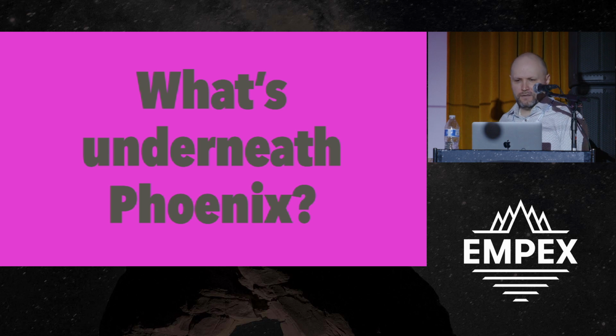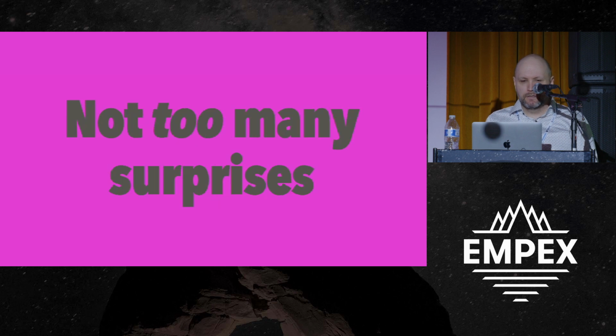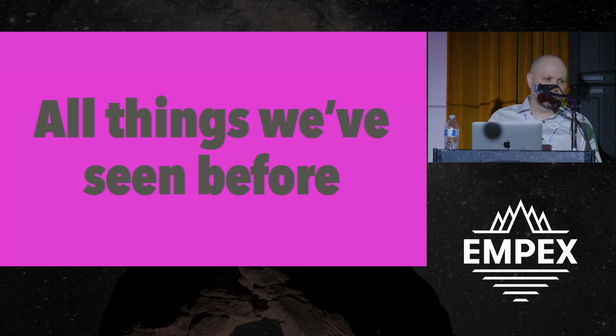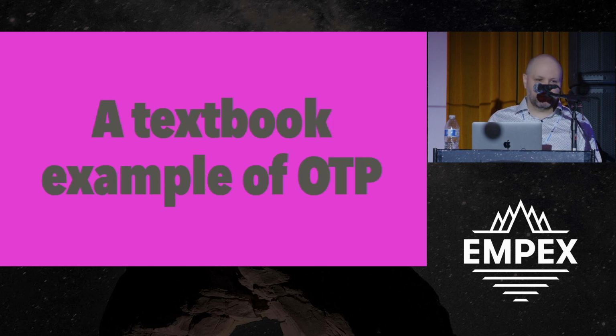So what's underneath Phoenix? A little bit of magic, not too much, just a little bit. Some surprises, not that many. Mostly things that we've seen before, right? Supervisors, GenServers, some tasks, some restart strategies, nothing super esoteric. There's no real mystery here. A little bit of careful fault containment, but very idiomatic fault containment, right? This is nothing that isn't in any of the standard library Elixir docs. Really, it's kind of a textbook example of OTP.